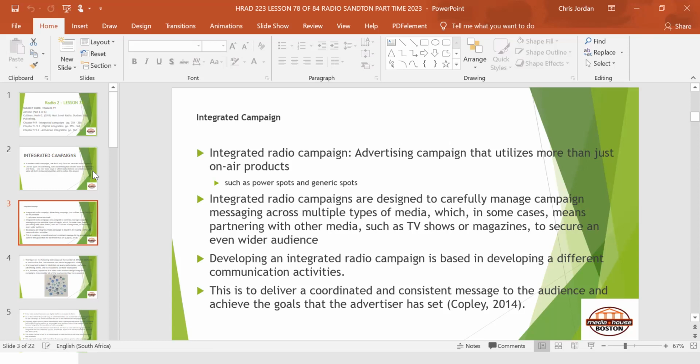Developing an integrated radio campaign is based on developing different communication activities. So this is to deliver and coordinate consistent messaging to the audience and achieve the goals that the advertiser has set. That comes from your books, which I think you can understand. I mean, that's quite straightforward, and that's almost a given. If I had to tell you at the onset, you're working with a sales team or PR team or whatever it is, what do you want to do? You want to deliver something that tells a story, a story that makes sense. One, obviously, it's consistent, it's coordinated, it tells the same story in different ways.